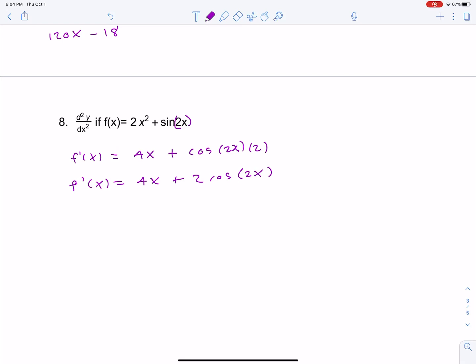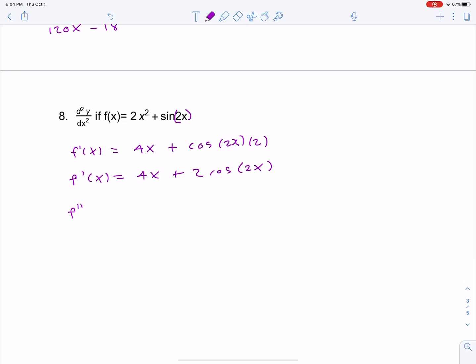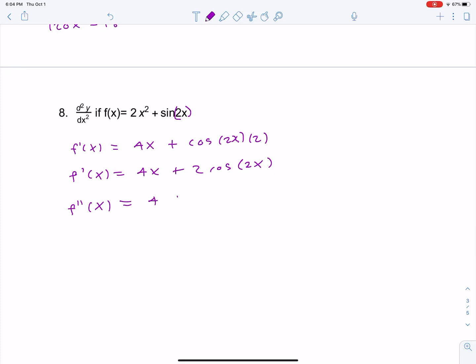Okay, next we're going to take the second derivative. So let's go and do that. So we get second derivative equals, so the derivative of 4x is 4 plus, now I'm going to do 2 times the derivative of this function. So let's see what we got. So again, we have the cosine function on the outside, so that's negative sine of 2x times the derivative of the inner, so times 2. Again, we could simplify that, but we don't need to.